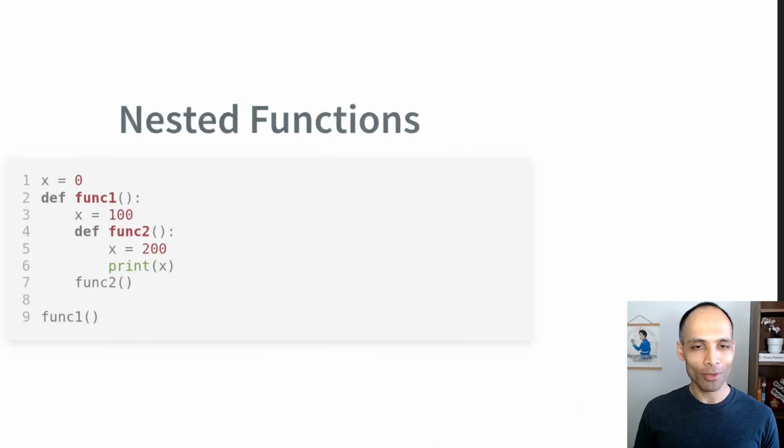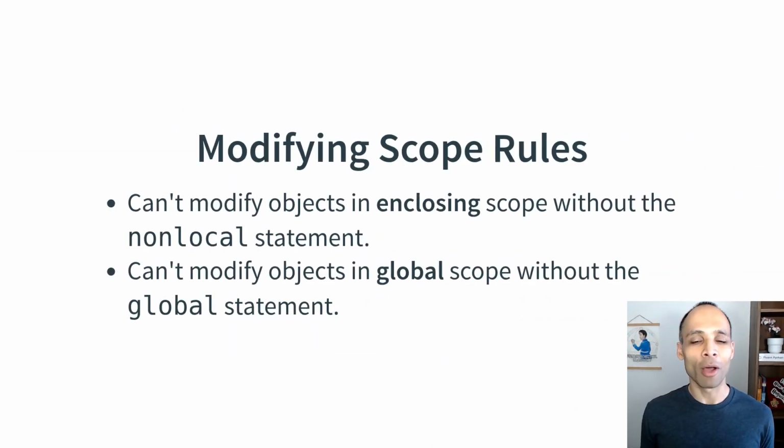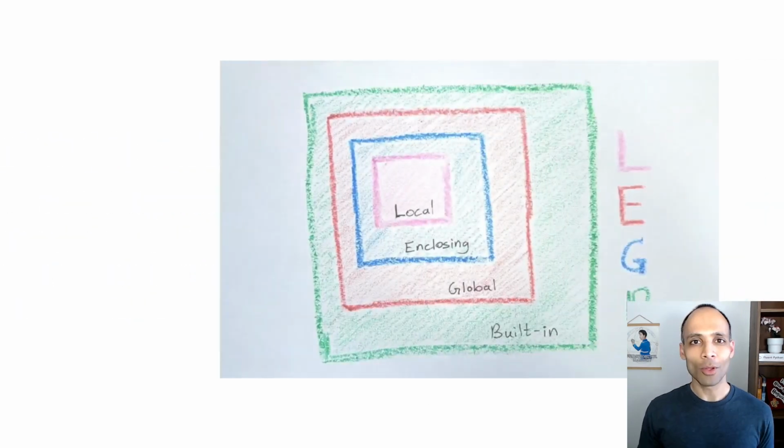Let's summarize. We saw that we can't modify objects in enclosing scope or global scope unless you have certain keywords. If you want to change something in enclosing scope, you need to have that nonlocal statement. And if you want to change an object in global scope, you need to use the global keyword. We learned a lot today.